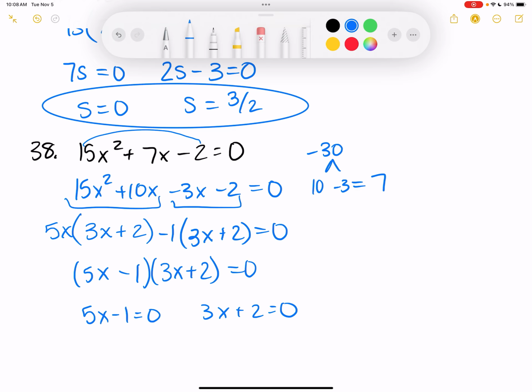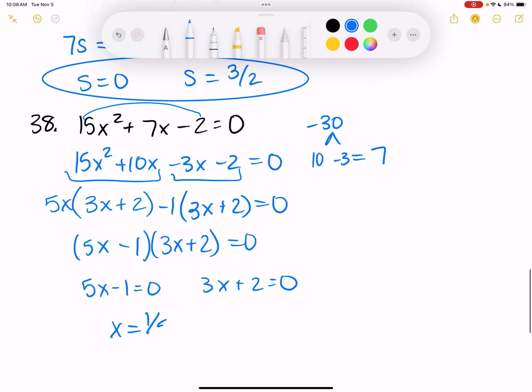So what does x equal in the first one? Positive 1 over 5. And what is this one? Negative 2 over 3.